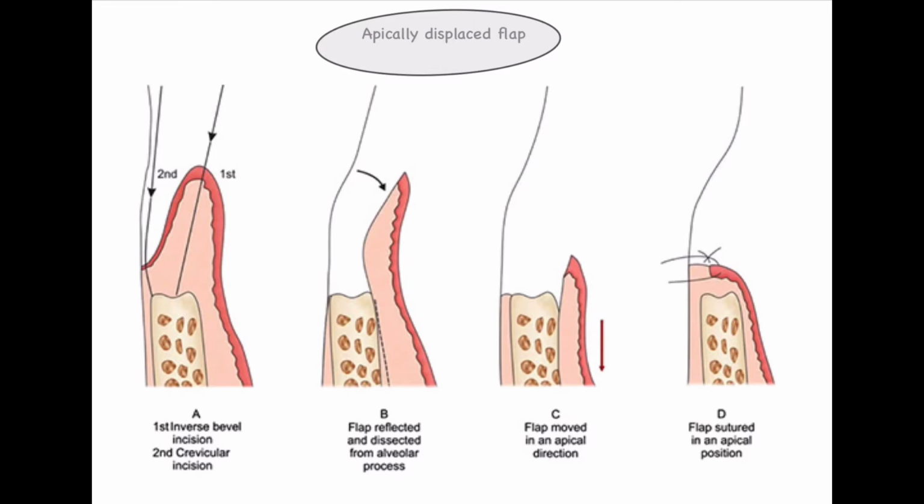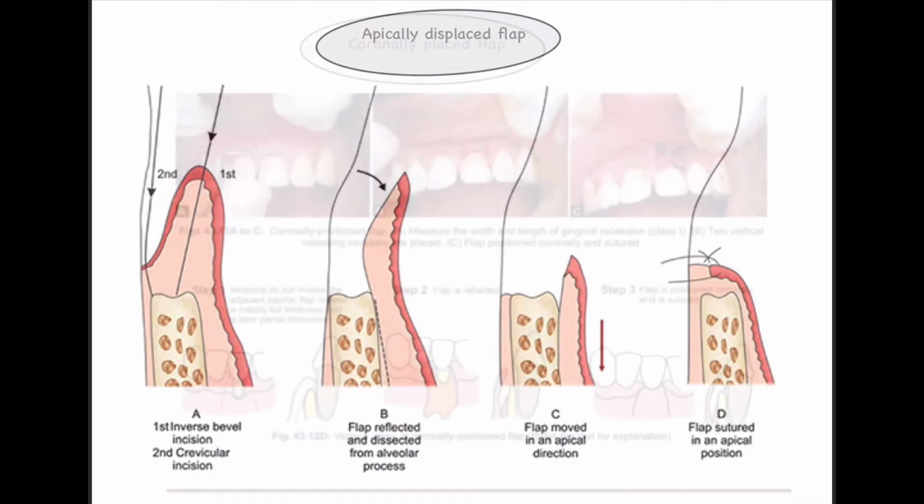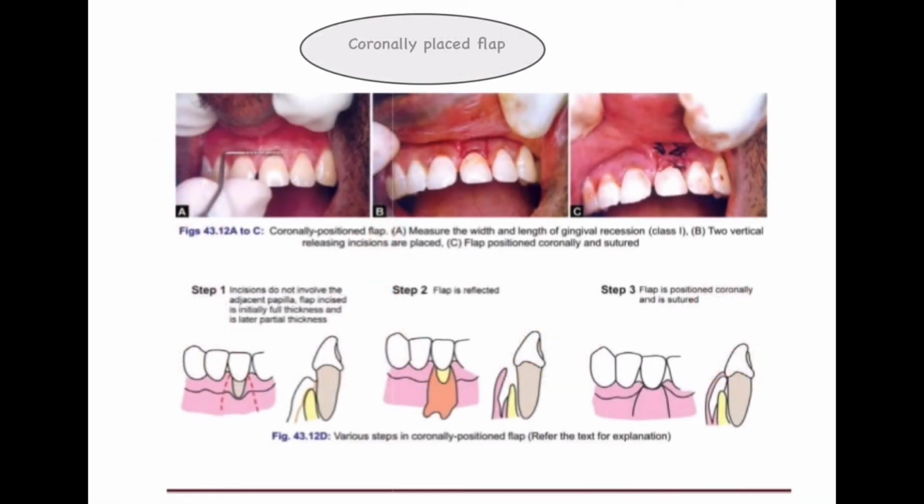मतलब हमने उसकी ओरिजिनल पोजिशन से उसे डिस्प्लेस कर दिया और उसको रूट के पास और क्राउन से दूर सूचर कर दिया. और यह कोरोनली प्लेस्ड फ्लैप है. इसमें अगेन सेम प्रोसीजर है.